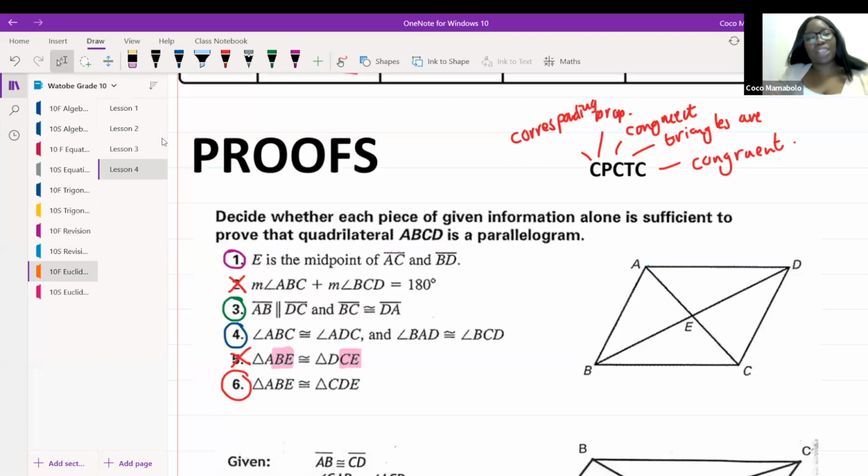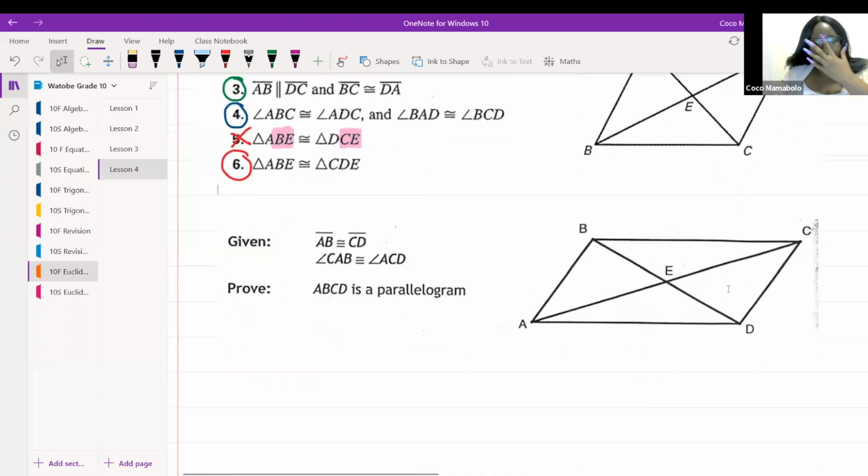So this part that we've just done is very important, guys, because we're about to use these kinds of proofs to get there. All right, so let's have a look at what they're telling us over here.